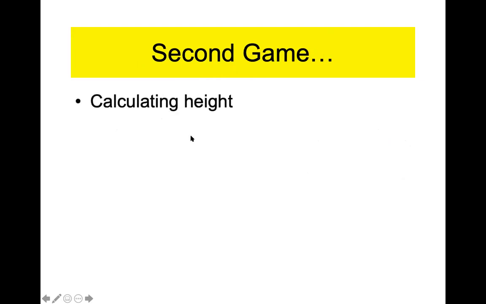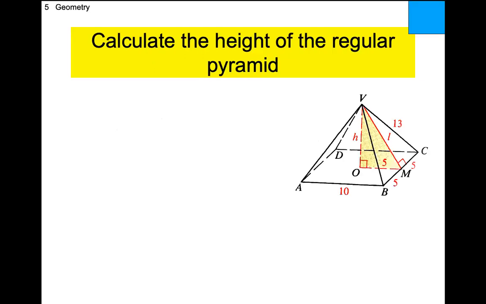Okay, second game here is we're going to calculate the height. So the first game was how to calculate the slant height. Now we're going to calculate the altitude, or the height itself. So can you see the H there? Same problem, right? Just slightly different in what we're calculating. We're calculating the height here. We won't get those three right triangles. To calculate the height, there's only one right triangle there, and that's the yellow one right there.